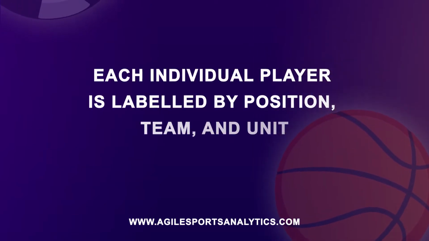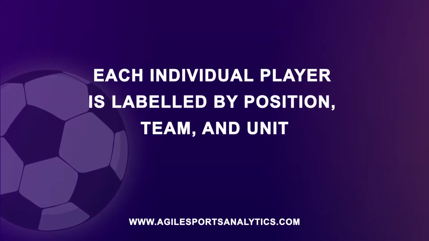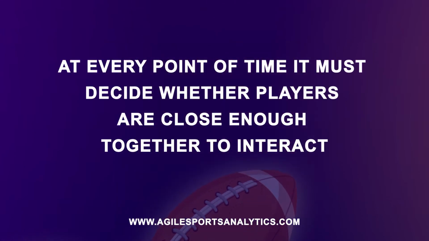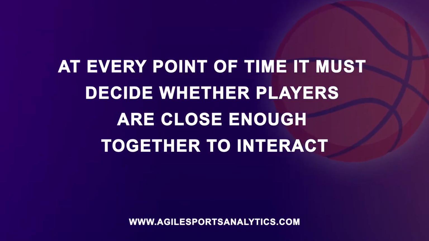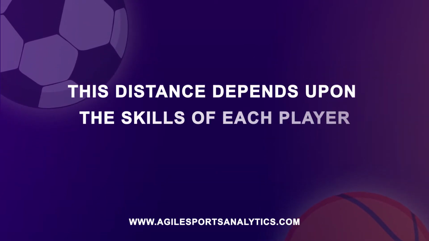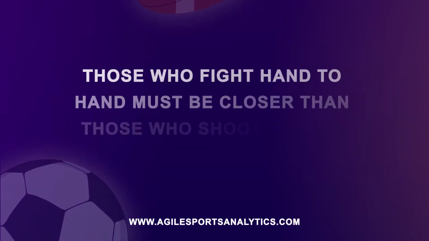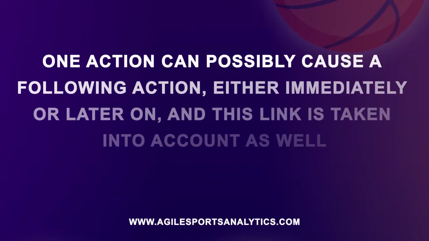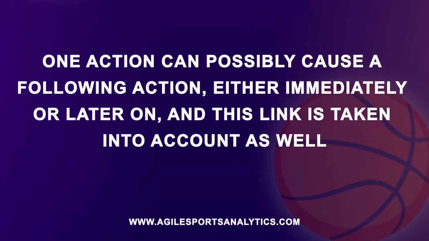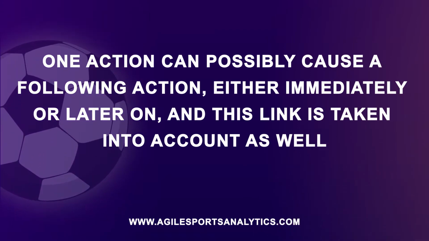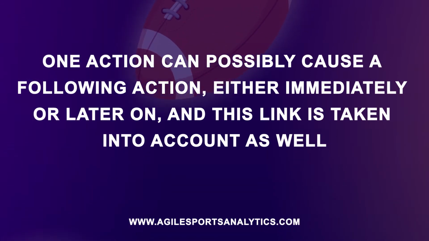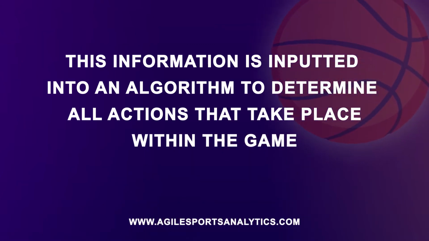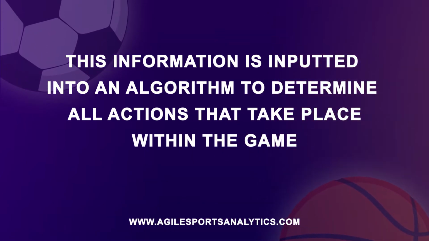Each individual player is labeled by position, team, and unit. At every point of time, it must decide whether players are close enough together to interact. This distance depends upon the skills of each player. Those who fight hand-to-hand must be closer than those who shoot arrows. One action can possibly cause a following action, either immediately or later on, and this link is taken into account as well. This information is inputted into an algorithm to determine all actions that take place within the game.